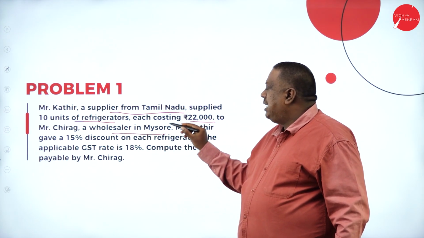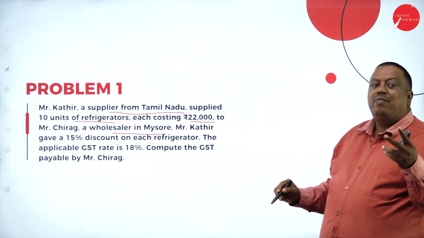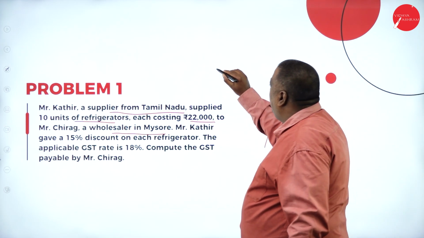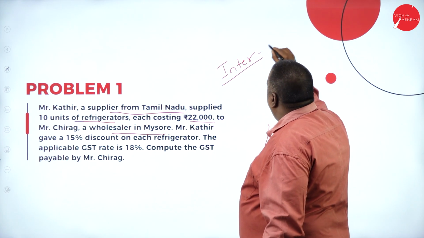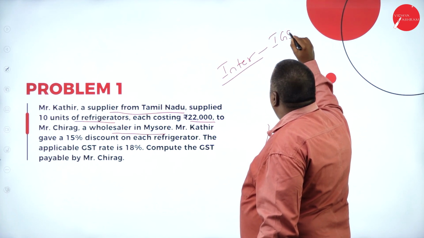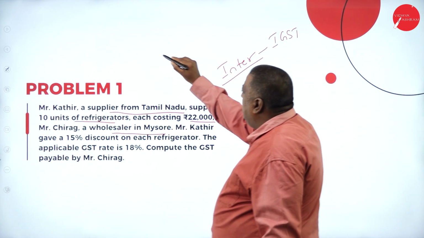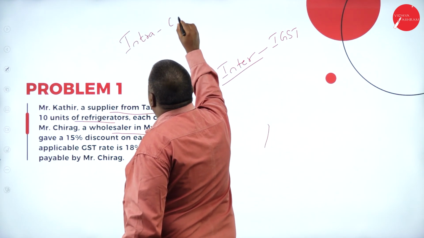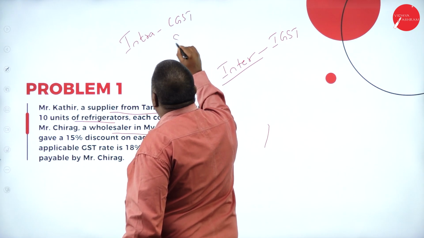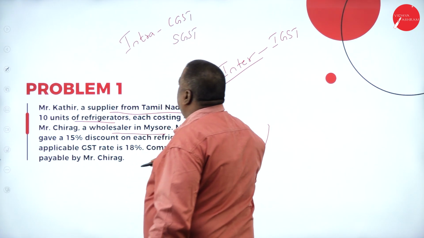So Tamil Nadu and Karnataka, two different states are there. When it is two different states, we are going to call that inter. So inter means they're going to charge IGST. Okay. If it is intra, means within the state, then it will be CGST and SGST.